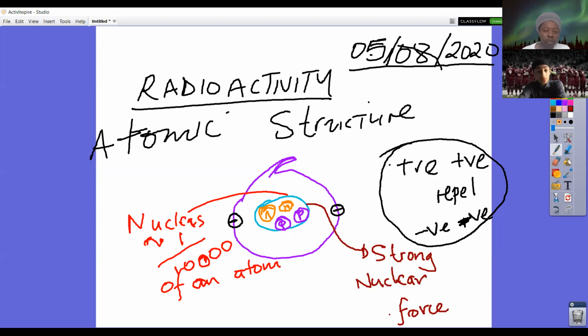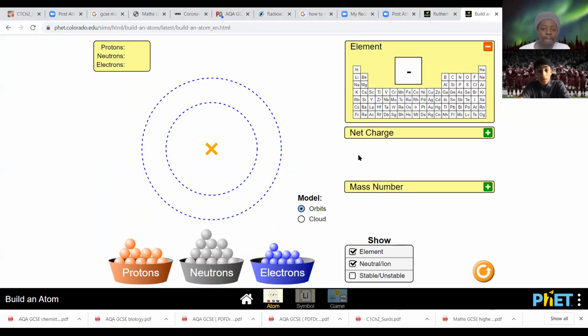to the simulation, which might help matters here. Okay, so there we go. We're building an atom. We can put some protons in the nucleus. It tells us instantly that this is identified as hydrogen because hydrogen has only one proton. There are no neutrons in hydrogen, by the way.